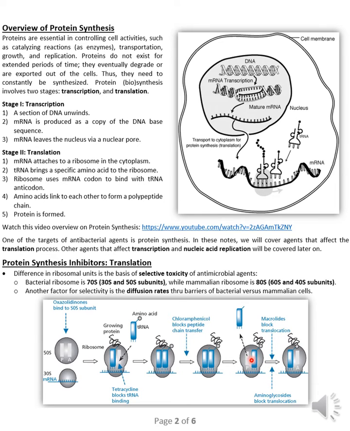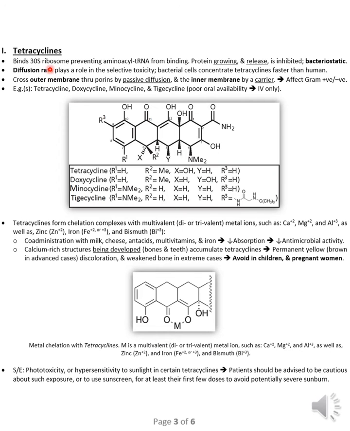Let's start with the tetracyclines. So tetracyclines bind to the 30S subunit and prevent the binding of the transfer RNA. Therefore, the growth as well as the release of the protein is inhibited. And notice that in many of these protein synthesis inhibitors, they only stop the growth of the bacteria, but they do not kill it. So it's bacteriostatic, and so they rely on the human antibodies to attack these bacteria and get rid of them.